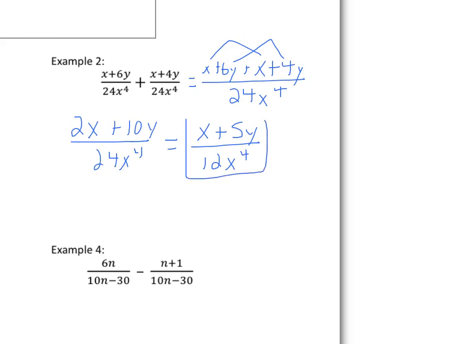Notice I simplified after I did everything. And when we multiply and divide fractions, we usually simplify first. And this ends lesson 9.4, video 1.